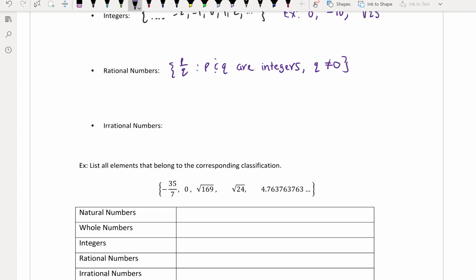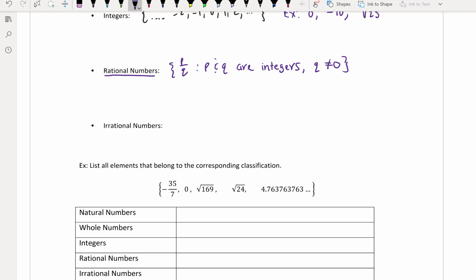Well, any fraction can really be written as a decimal. So our rational numbers can be written as decimals that follow two different rules. One, it repeats, or the second thing is that it terminates.